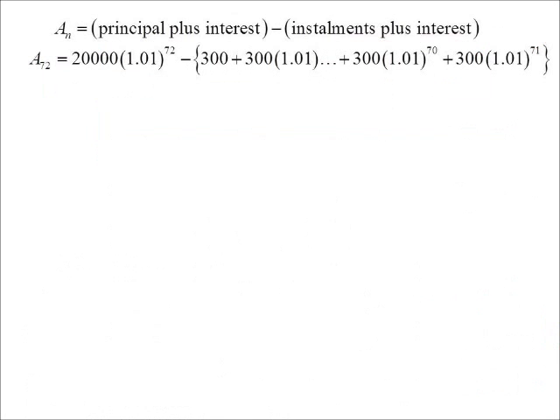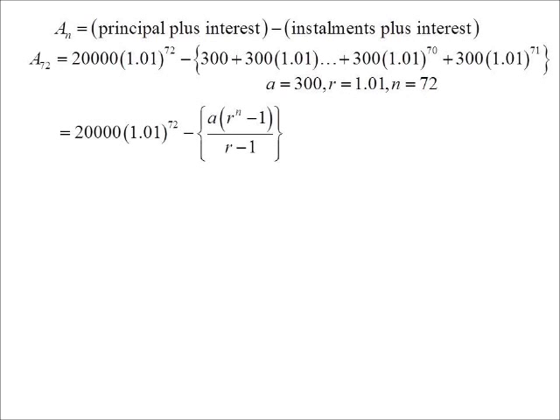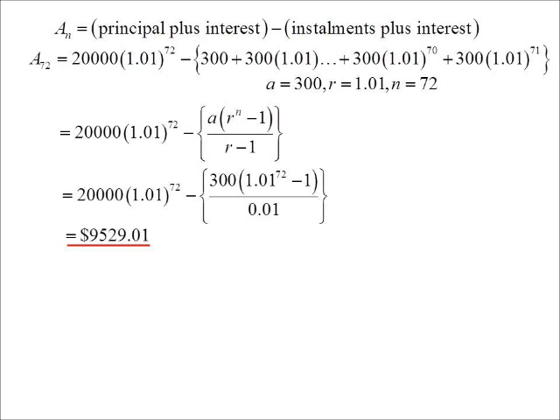So, principal plus interest minus all of those instalments plus interest. So the total amount owing, there's my principal plus interest. That's how much I owe the bank, minus how much the bank owes me, leaves the balance. Well, the second one, you'll notice, there's our geometric series. First term's 300, ratio 1.01, number of terms 72. So we can put it into our sum to n formula. And after a bit of calculation, there we go. So there's still $9,529.